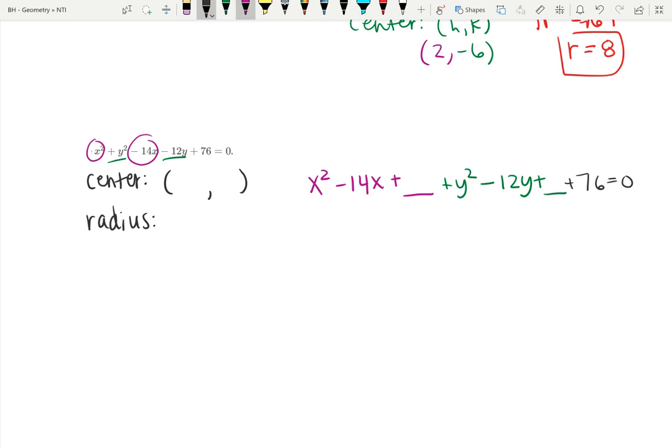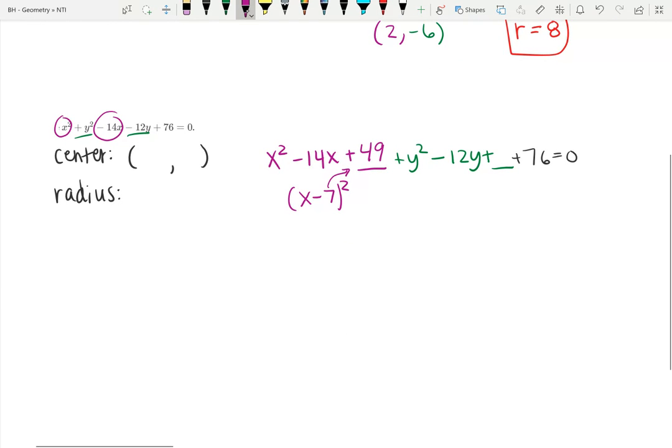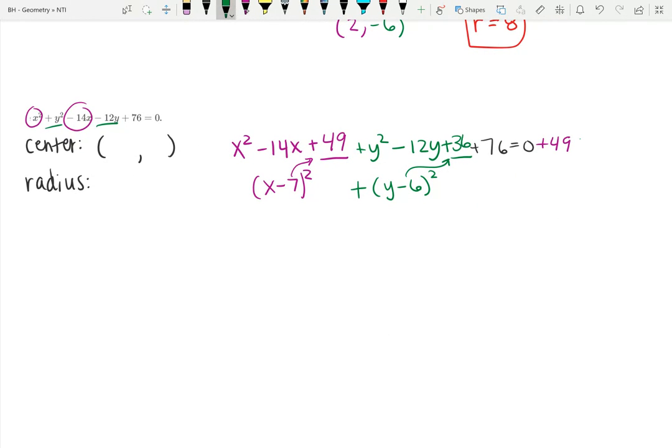So what is half of negative 14? It's going to be negative 7. Remember, you got to square that. And negative 7 squared is 49. If you add 49 to the left, you've got to add 49 to the right. Once again, complete the square with your y's. Half of negative 12 is negative 6. And to get this value, what's negative 6 squared, or negative 6 times negative 6? 36. Since you added it to the left, you have to balance it out and add it to the right.